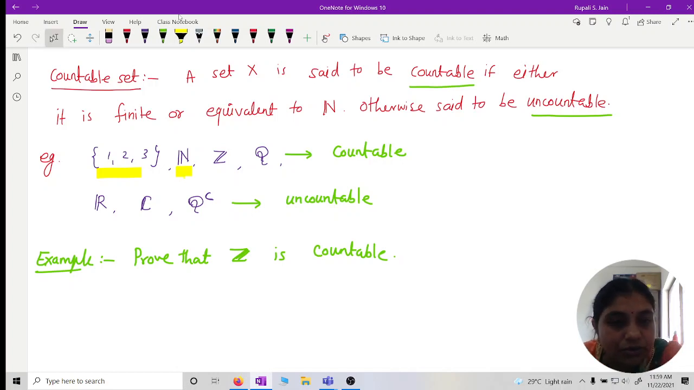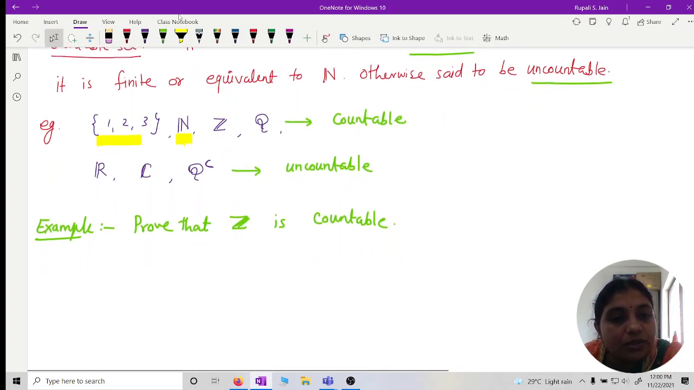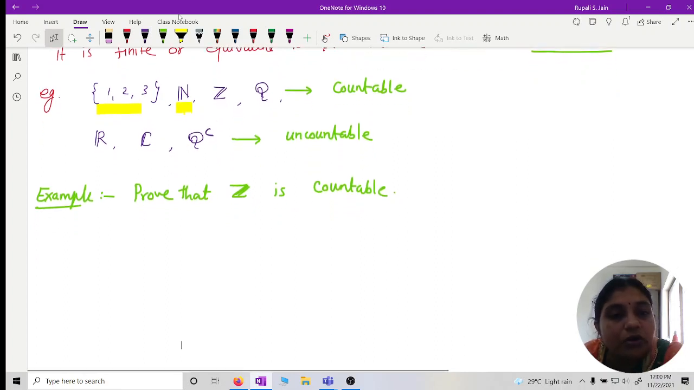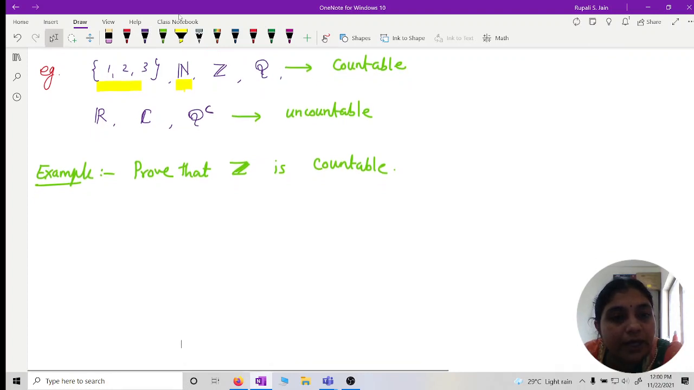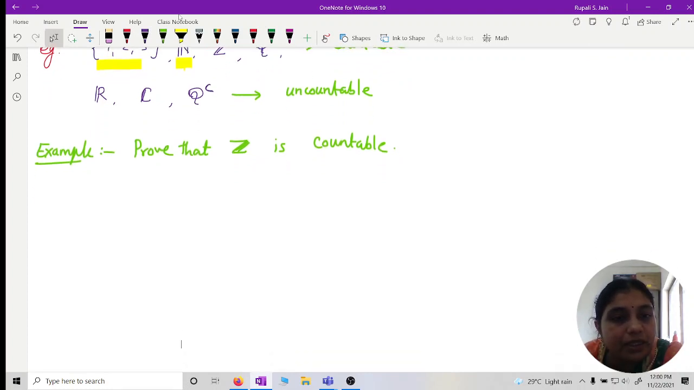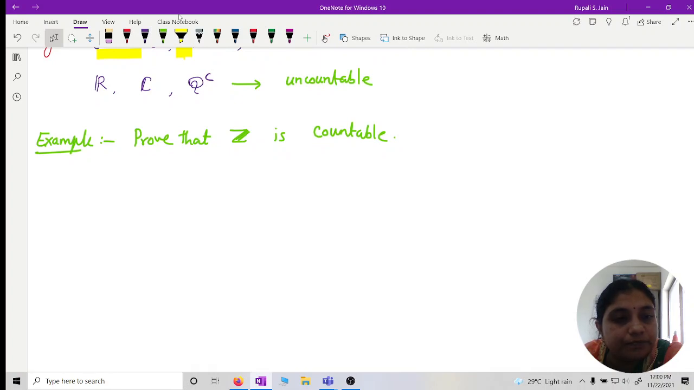Now to show Z is countable, we want to give a what? We want to show Z is equivalent to N, the set of natural numbers. So we want to give a bijective relation between Z and N. Then we can say that Z is a countable set. How can I do this?